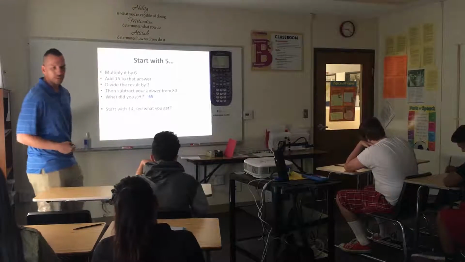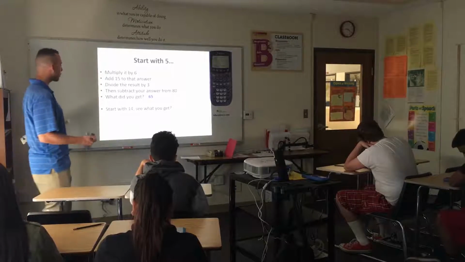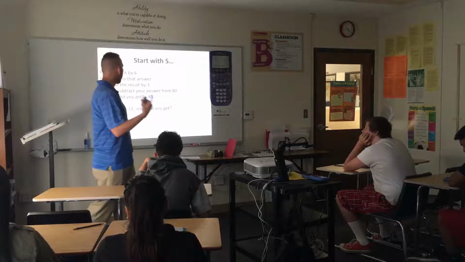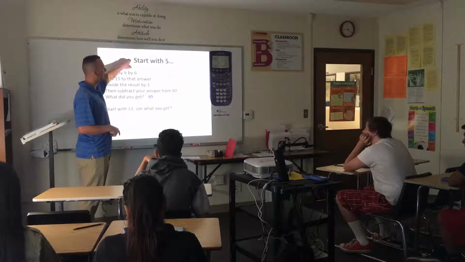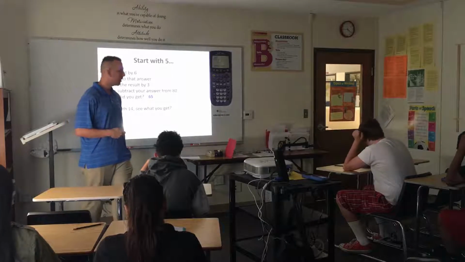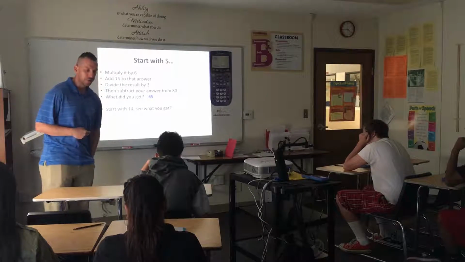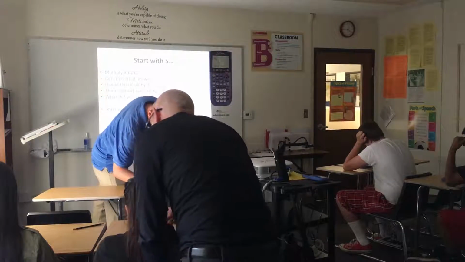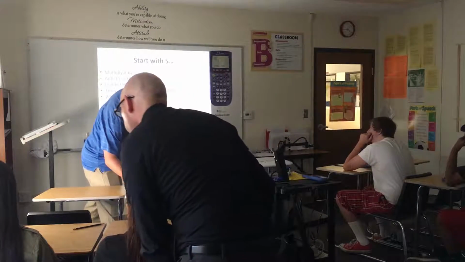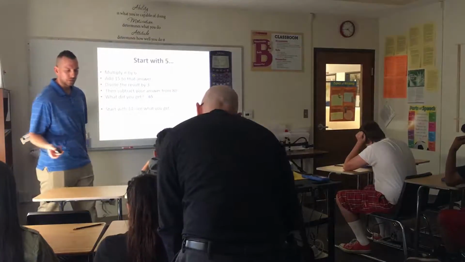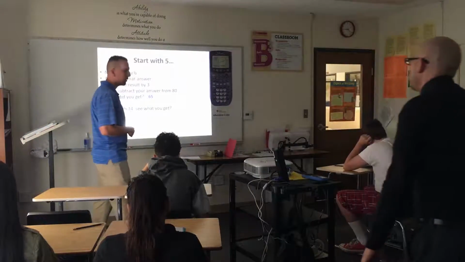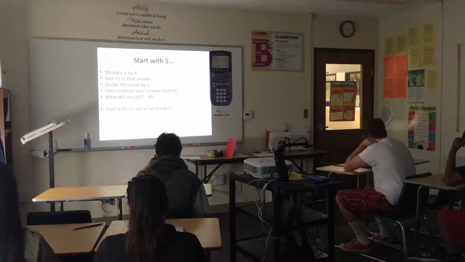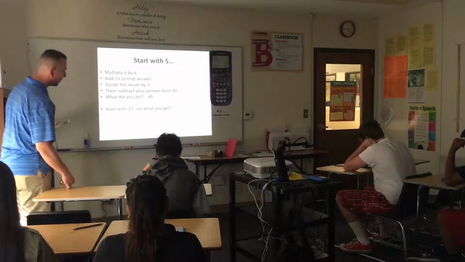So let's start with 14. This time you're going to start with 14 instead of 5, and you're going to go through the same thing. Multiply by 6. Enter. Add 15. You're going to hit enter every time you do it. Okay, good. Divide by 3. And then subtract your answer from 80.